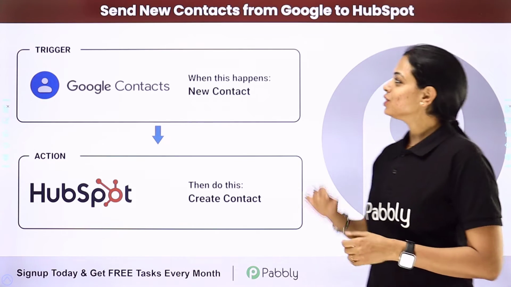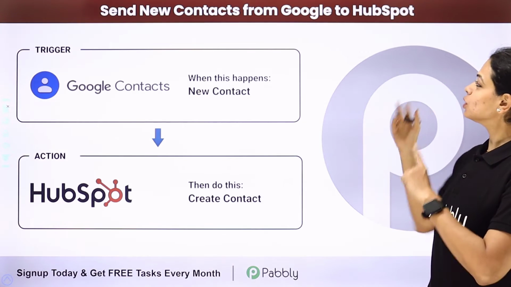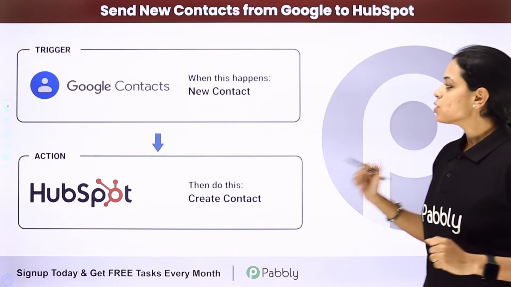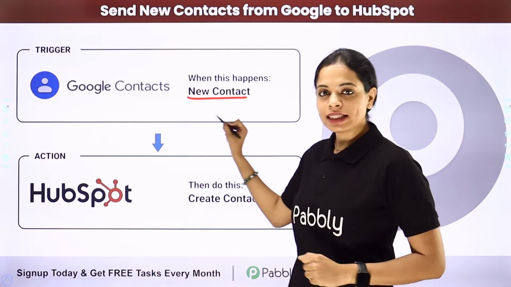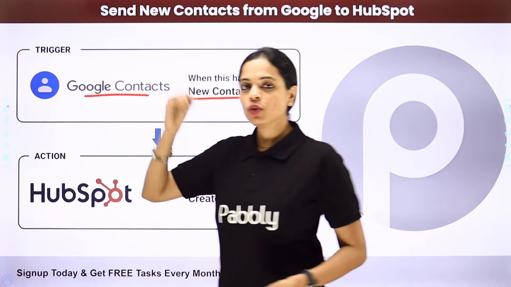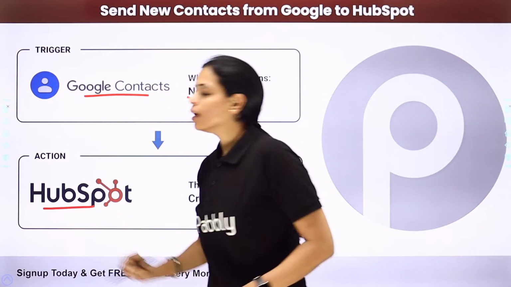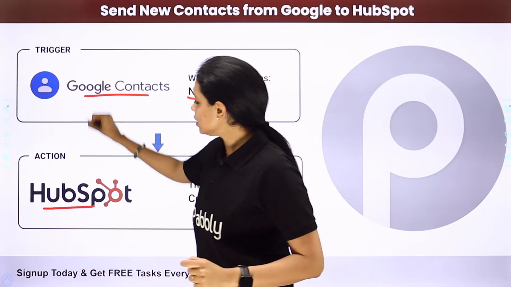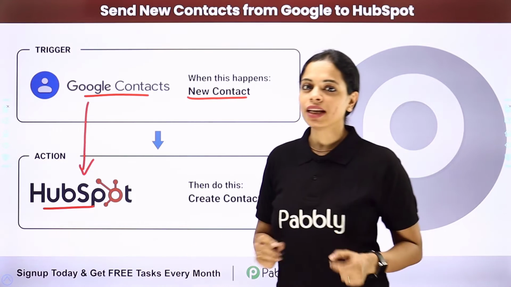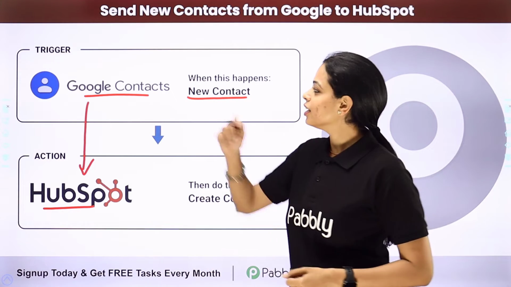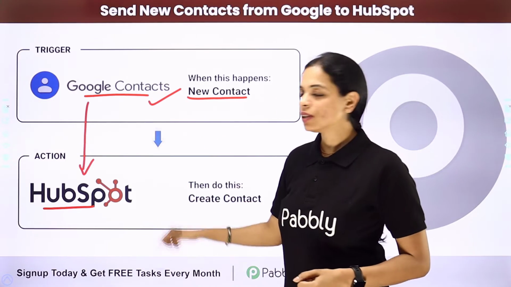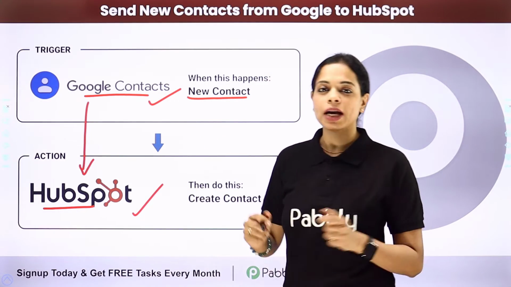In this video, we are going to see how to send new contacts from Google Contacts to HubSpot CRM. So every time a new contact is created in Google Contacts, you want that same contact to be updated in your HubSpot CRM. How can you do that? For this, you will have to integrate the two applications, and the same thing can be done using Pabbly Connect software. Here your trigger application will be Google Contacts and your action application will be HubSpot.